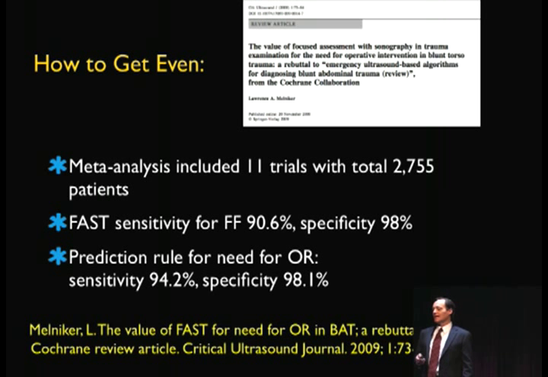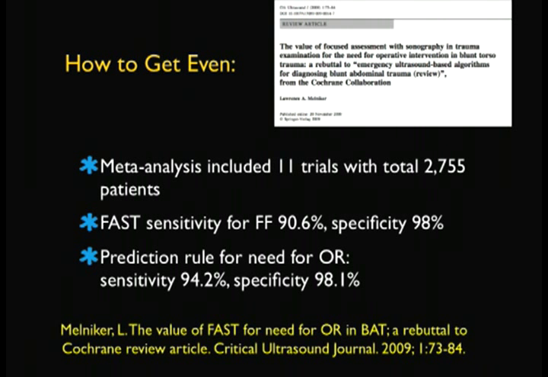Dr. Melniker et al. came up with, in Critical Ultrasound Journal, a rebuttal to that, where he did his own meta-analysis including 11 trials with a total of 2,755 patients. He found that the FAST exam had a sensitivity of 90.6% for free fluid, with a specificity of 98%, so pretty good numbers. As a prediction rule for the need for the operating room, the FAST exam actually has a sensitivity of 94% and a specificity of 98%. So actually it can be used as a decision tool in terms of which patients sitting in your trauma bay need to go to the OR quicker.